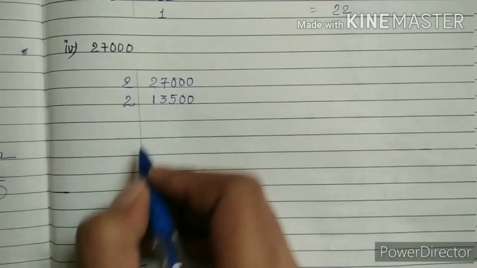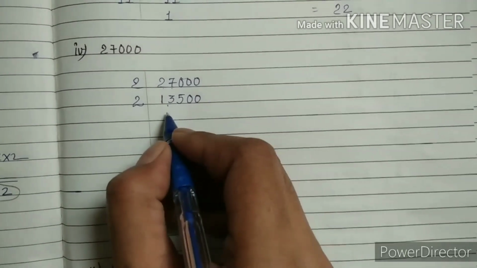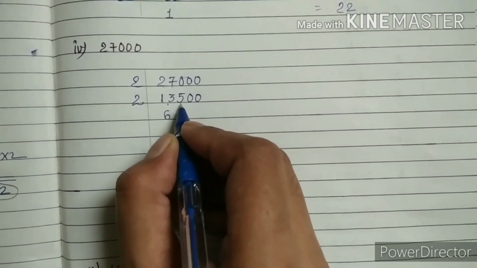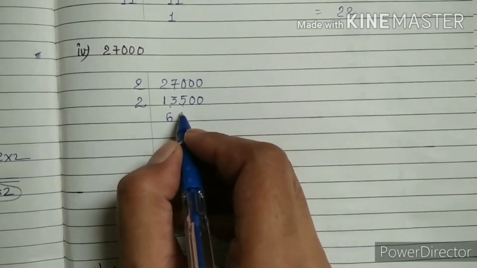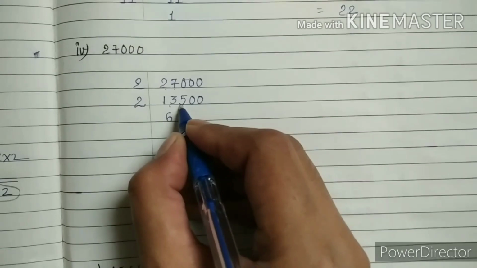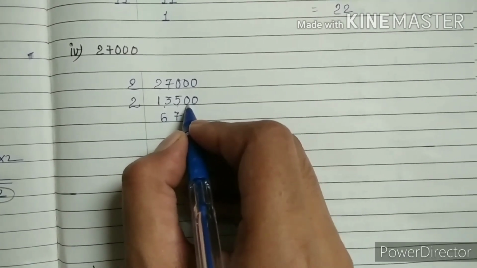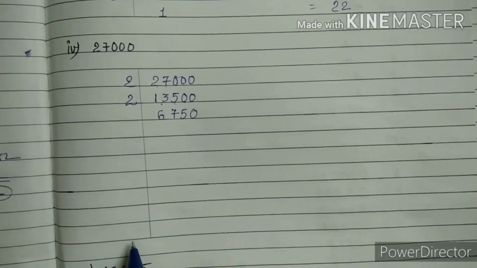Again from the table of 2, 13 is not coming, less than 13, 12 is coming 6 times, remaining 1 will go near to 5 and it will become 15. Less than 1 from 15 is 14 and 14 is coming 7 times. Remaining 1 will go near to 0 and it will become 10. 10 is coming 5 times and 0 as it is.